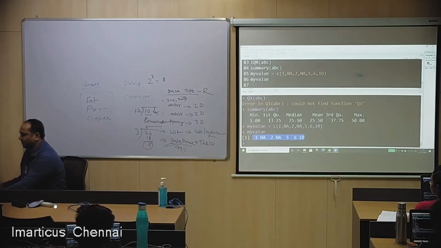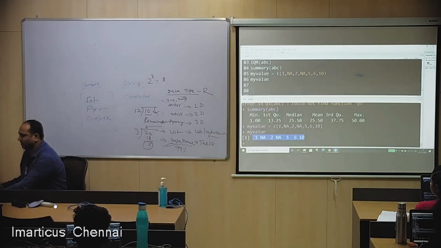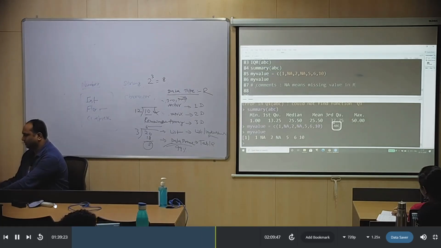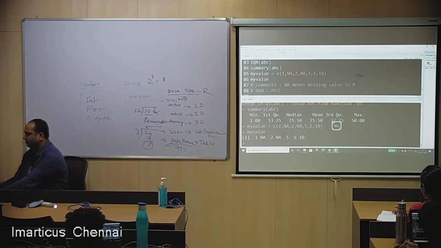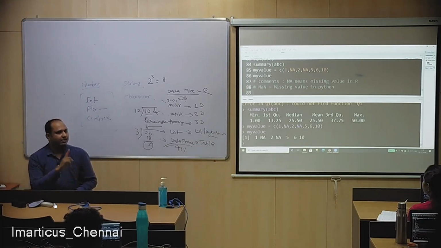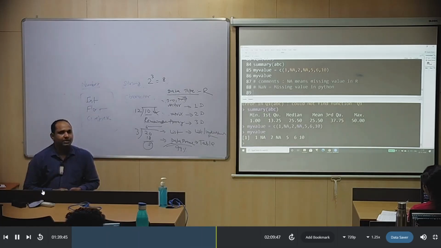So I'm writing a comment here. Whenever you write a comment, guys, please write the hash symbol. So I'm saying, comments: NA means missing value in R. NAN means missing value in Python. So if you use Python, the missing value is written NAN, but in R you will see NA only. Okay, how do you read it? NA only. Clear, guys?